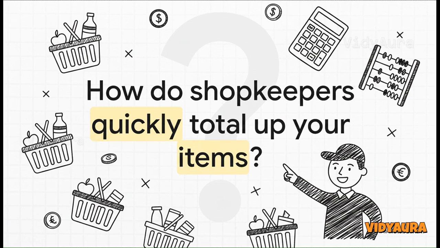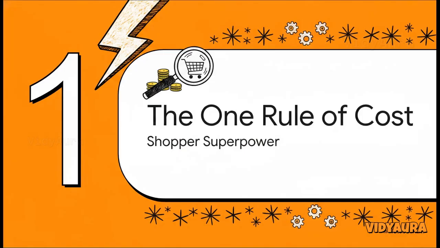You're at the shop, you've got a bunch of items, and bam! Before you can even find your wallet, the shopkeeper has the total. How on earth do they do it so fast? Well, I'm going to let you in on a little secret. It's not magic. It's a really simple method that anyone can learn, and we're going to break it all down right now. So, it all boils down to just one simple, powerful rule.